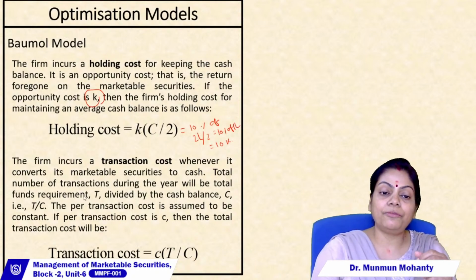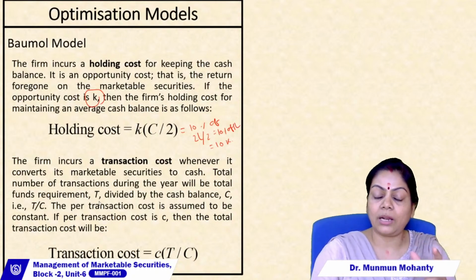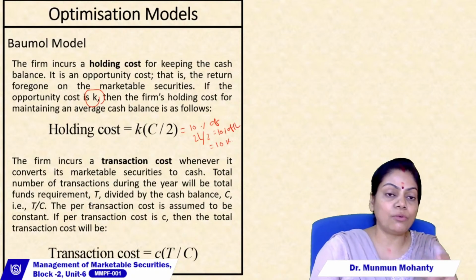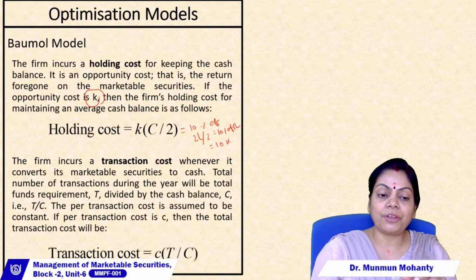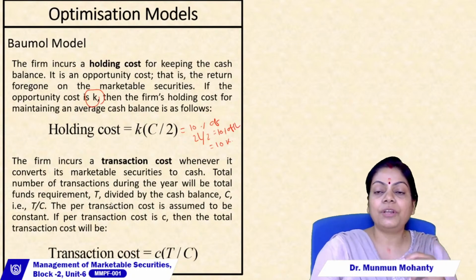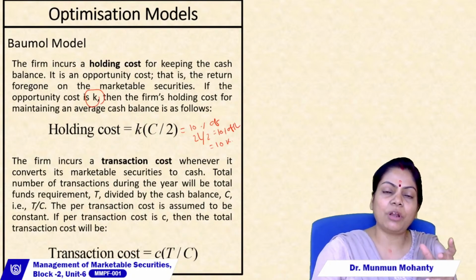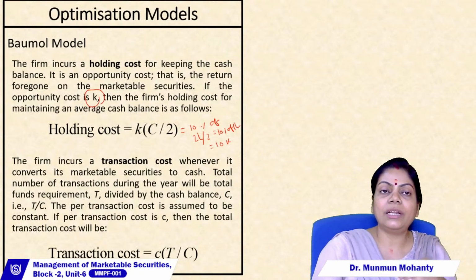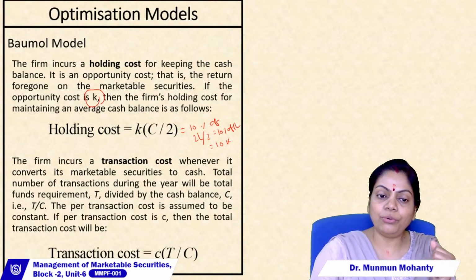Now, the total number of transactions that you are going to do in a year can be found out by first looking at the annual requirement of cash. Suppose T is your annual requirement of cash, divided by the cash balance, which is C. For example, if your annual requirement of cash is, let us say, 20 lakh, and your cash balance is going to be 2 lakh, how many conversions will you do in a year? 20 lakh divided by 2. So that is 10 conversions we are going to do in a year.